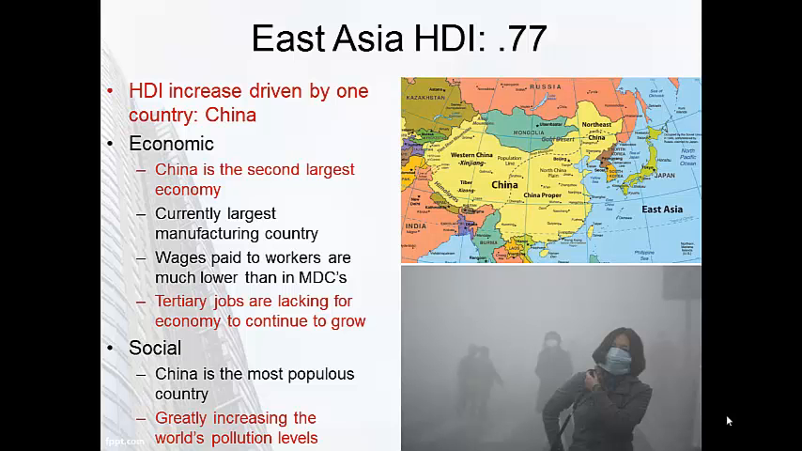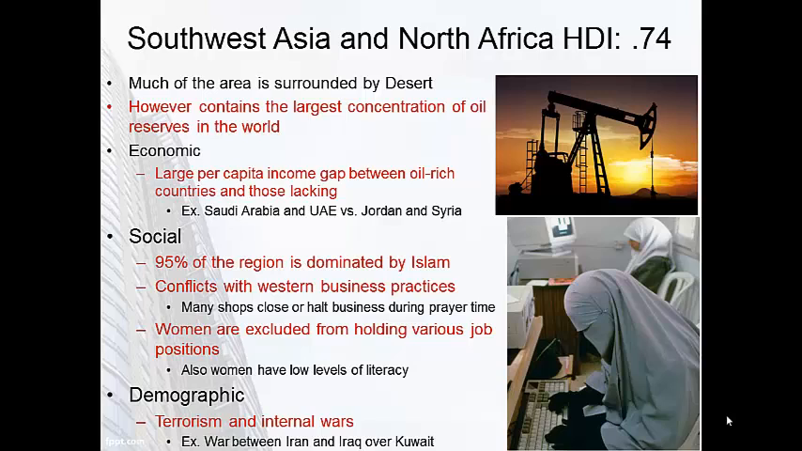Let's focus on Southwest Asia and North Africa, as they are very similar and thus grouped together. Much of the area in both of these regions is surrounded by desert. However, both these regions contain the largest concentration of oil reserves in the world as of right now. Now, on an economic scale, there's a large per capita income gap between oil-rich countries and those lacking. So, for example, Saudi Arabia and the United Arab Emirates are large oil-rich countries versus Jordan and Syria, which are not, and thus there is a great gap in income levels between these countries.